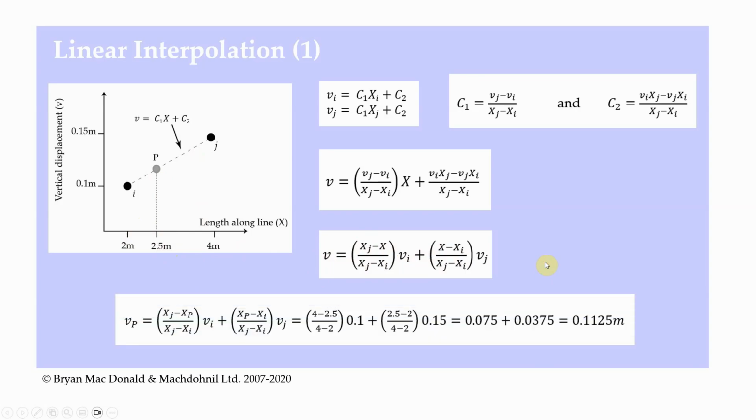Again, if we put those values in and check how this works, we put in xj is 4, x is the point we're looking at, which is 2.5, xi is 2, and similarly on the other side, put all those values in and work that out. We end up finding that the vertical displacement of the point P is 0.1125 meters. So if i has 0.1 and j has 0.15, we're saying that P has 0.1125, which makes sense because it's between these two values and a little bit closer to i than it is to j.